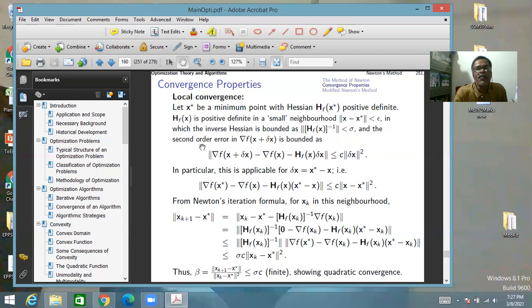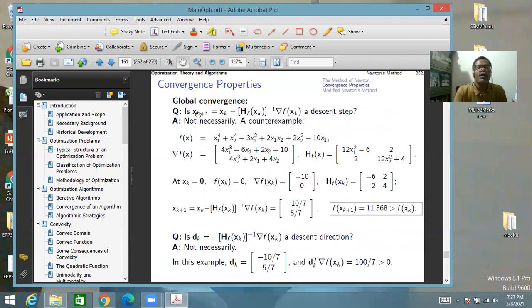Okay, this is local convergence. Now let us try to answer the question about global convergence. So this Newton step, is it a descent step? That is, compared to the point xk, is the function value less at xk plus 1? Answer is not necessarily.